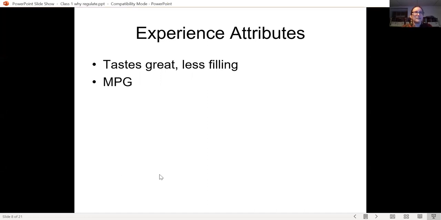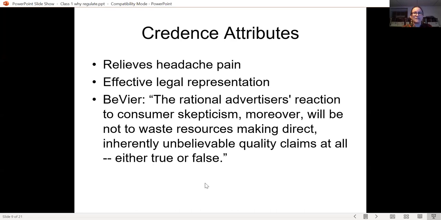The final category of attributes in the standard model is a credence attribute. Quality is impossible for the consumer to judge, even post-experience. Did the aspirin take away your headache, or did the headache go away by itself? Is this good legal representation or bad? Did they get a result that anybody could have gotten, or a result that almost no one else could have gotten? Bevere says advertisers won't make credence claims either because they know consumers will discount such claims. And yet, they're everywhere. And in class, we'll discuss a little bit why that is.